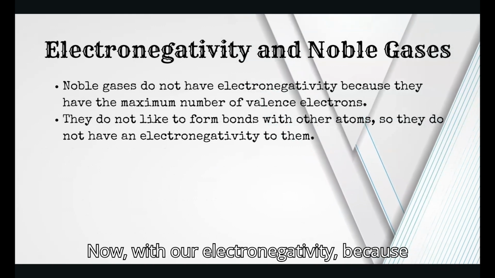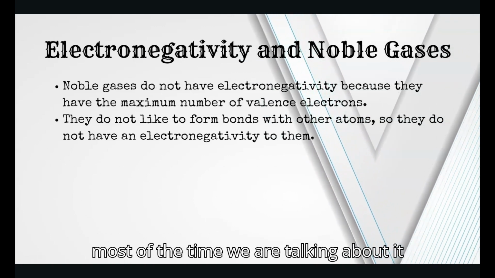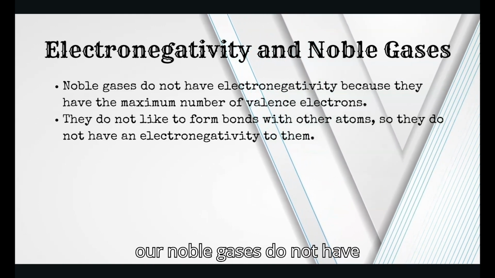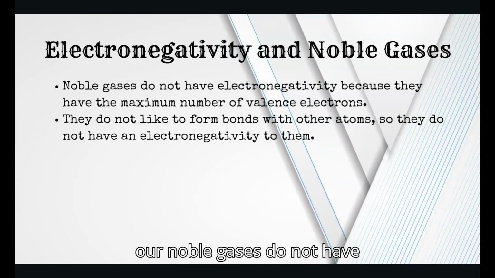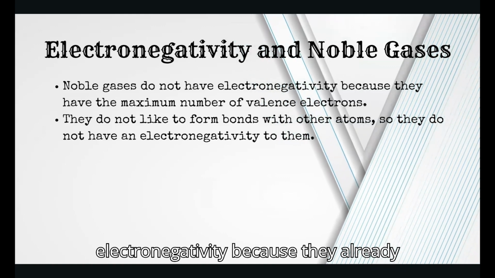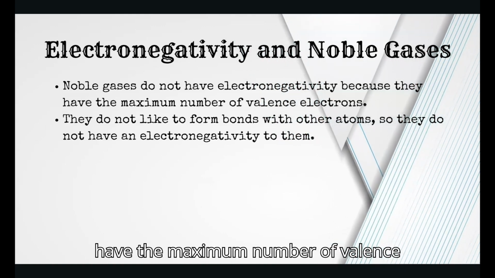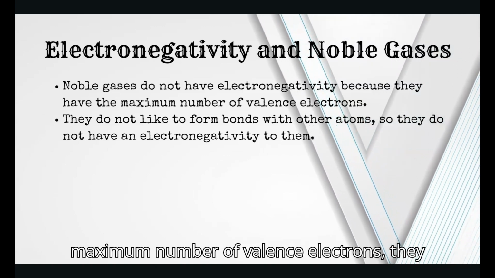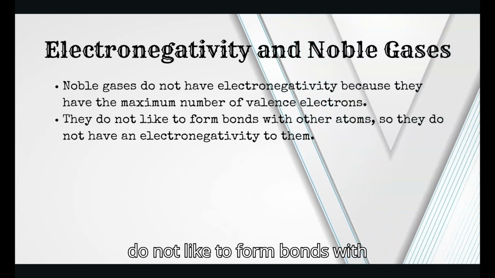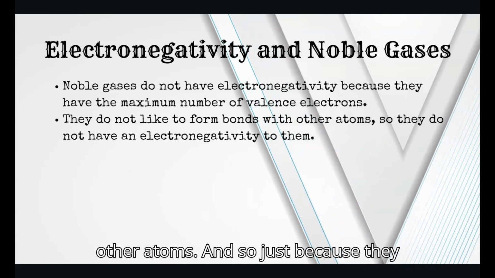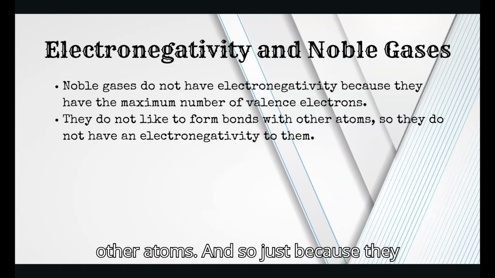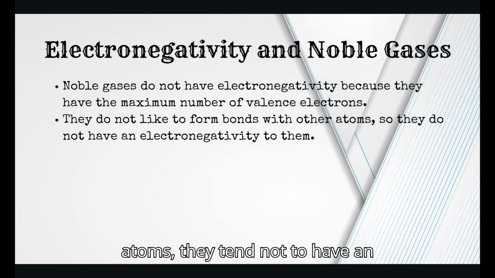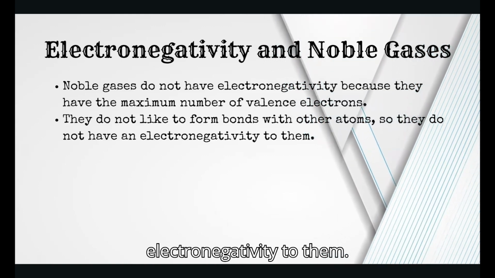Now, with our electronegativity, because most of the time we are talking about it in terms of a chemical bond, our noble gases do not have electronegativity because they already have the maximum number of valence electrons. And because they have the maximum number of valence electrons, they do not like to form bonds with other atoms. And so, just because they don't like to form bonds with other atoms, they tend not to have an electronegativity to them.